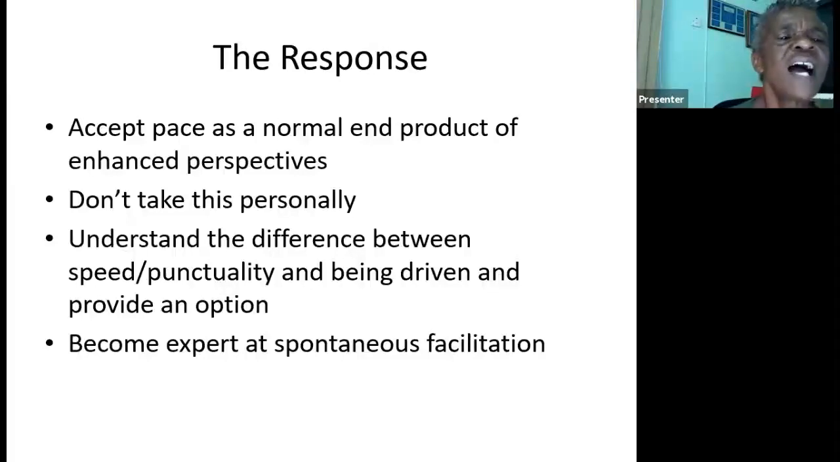And the response, according to Dr. Soli, is that we must accept their pace as a normal end product of enhanced perspectives. So they have gotten to the point where they can make decisions for themselves. They have enhanced perspective now. So it's normal. Allow them to do it for themselves. Don't take it personally.